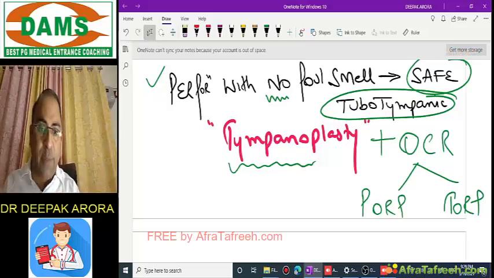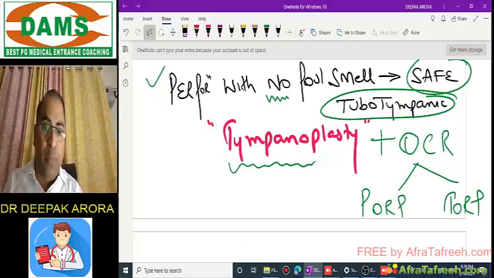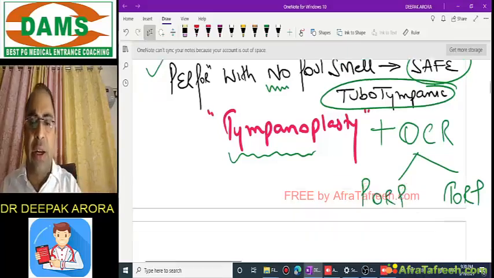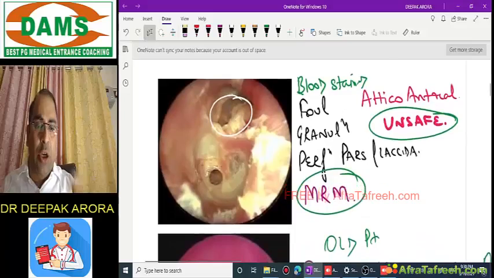Just focus. Treatment: tympanoplasty with OCR, ossicular chain reconstruction. PORP, partial ossicular replacement, total, everything is in the class notes. Now then, I taught you the concept.